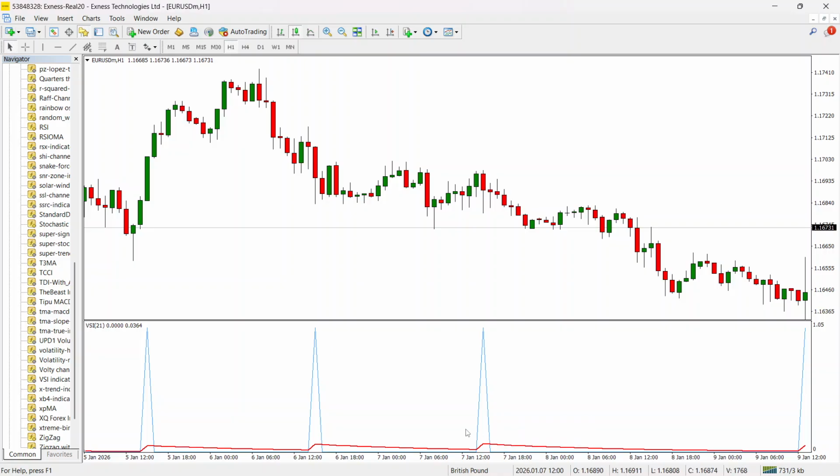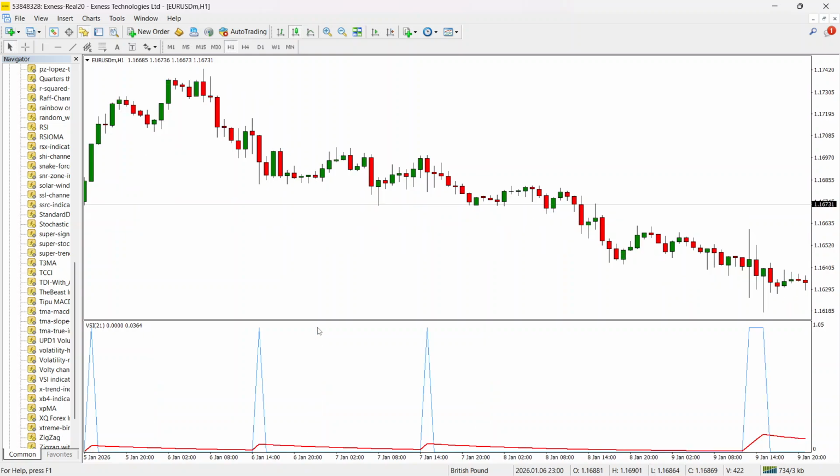When the VSI line rises above the VSI MA line, it indicates increasing volatility or expanding price movements, suggesting potential breakout opportunities or strengthening trends. When the VSI line falls below the VSI MA line, it signals decreasing volatility or contracting price movements, indicating potential consolidation or range-bound trading or weakening momentum.